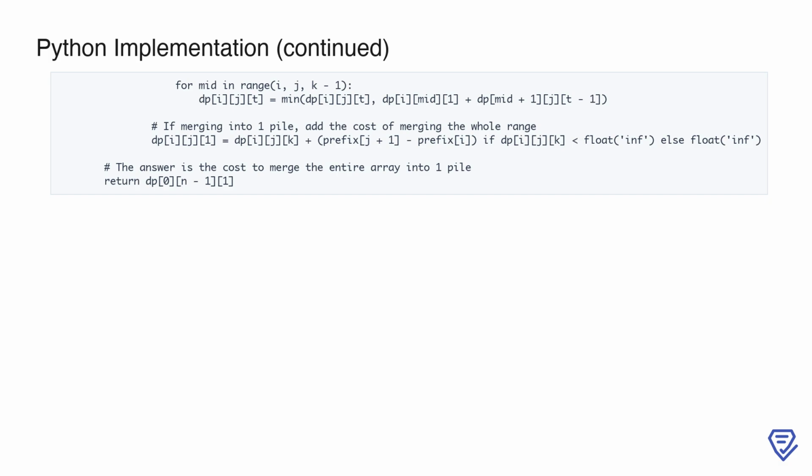Finally, after processing all ranges and possible pile counts, the answer to the problem is the value stored in DP[0][n-1][1], which represents the minimum cost to merge the entire array into one pile. This value is returned as the result.